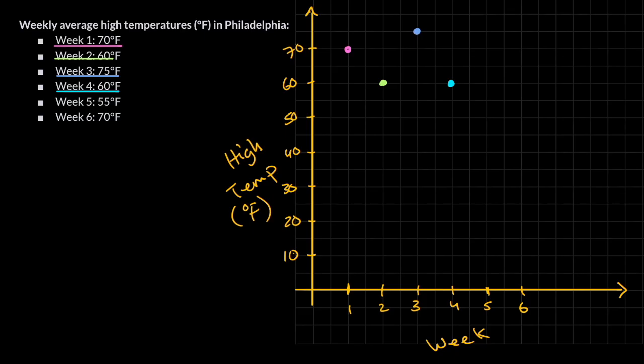We could go to week 5 is 55 degrees. Week 5, this is 50, this is 55, right over there. And then last but not least, we have week 6 at 70 degrees. Week 6, go all the way to 70, and we are done.